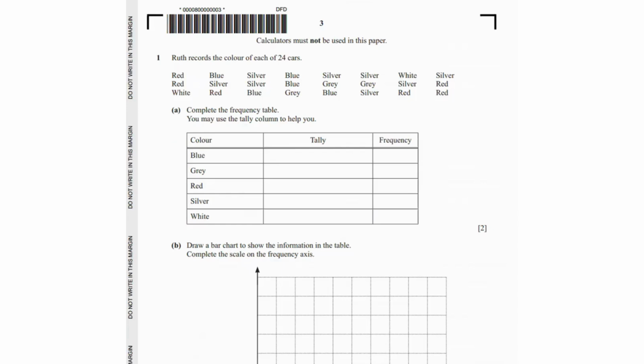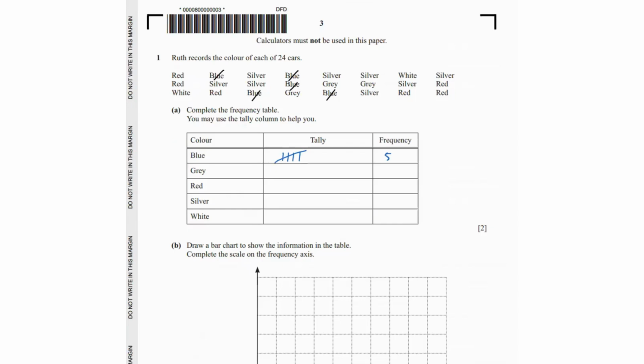So for the tally frequency, we're going to see how many blue cars are there. So 1, 2, 3, 4, and 5. Just like this. 1, 2, 3, 4, and for the fifth one, you cross it out. And then if it's the sixth one, you start another one.